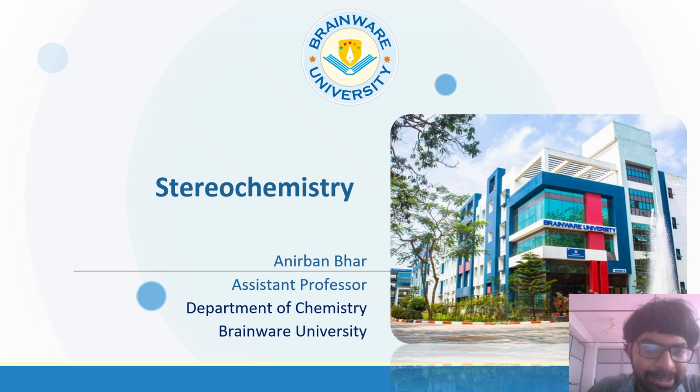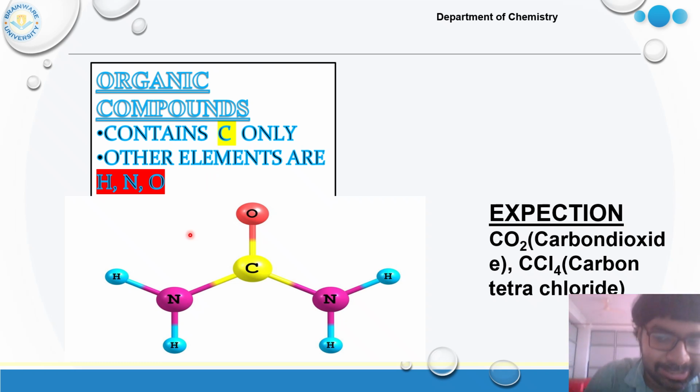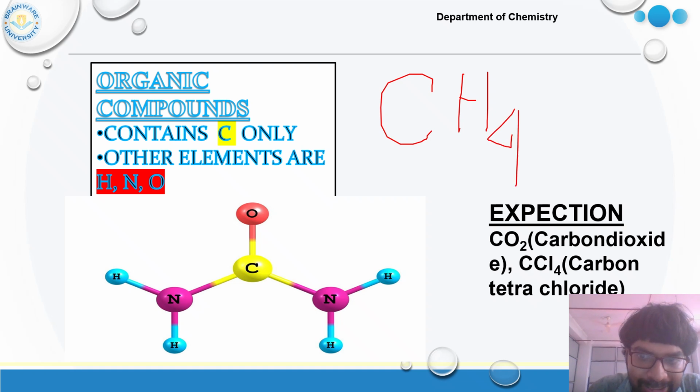Hello, good morning everybody. I am going to present a small lecture on module 5 of your engineering chemistry, that is nothing but stereochemistry. In order to know about stereochemistry, we first have to know what organic chemistry is. Organic chemistry is the branch of chemistry that contains carbon as the main element. Other elements are hydrogen, nitrogen and oxygen. The preliminary organic compound is methane. What does it contain? It contains carbon and hydrogen.